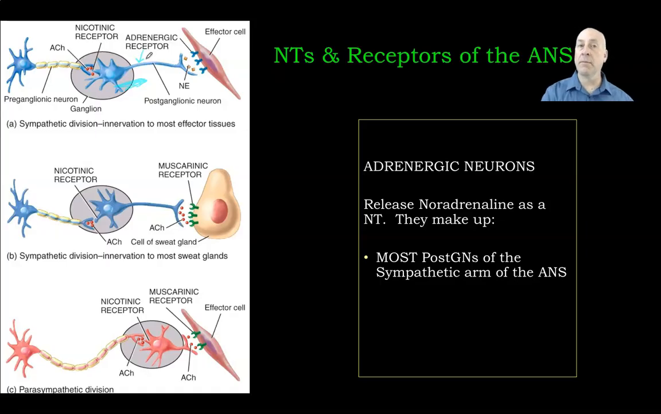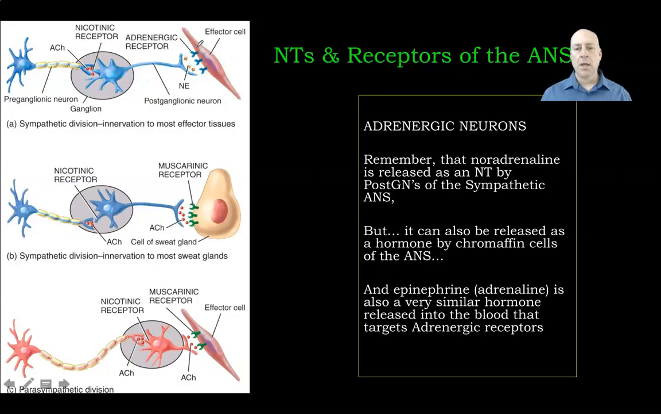Okay, they're stimulated by acetylcholine at nicotinic receptors, but then as they move down the postganglionic side to the actual effector, whether it be cardiac muscle, some kind of smooth muscle, some kind of gland, whatever it is, if it's in the sympathetic and it's not a sweat gland, it's going to be triggered by adrenergic neurons that secrete norepinephrine. Therefore, at the effector, we need to have adrenergic receptors to go along with the adrenergic neurons that are releasing norepinephrine and epinephrine.